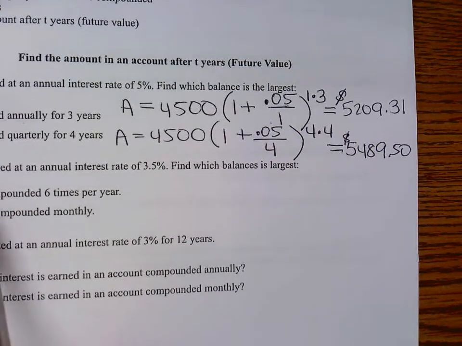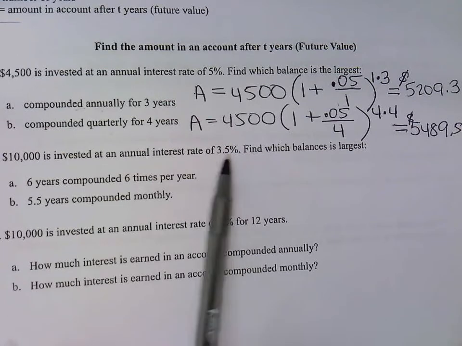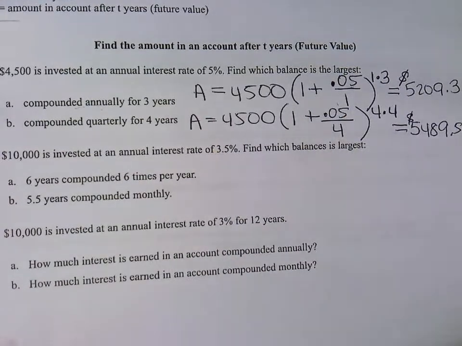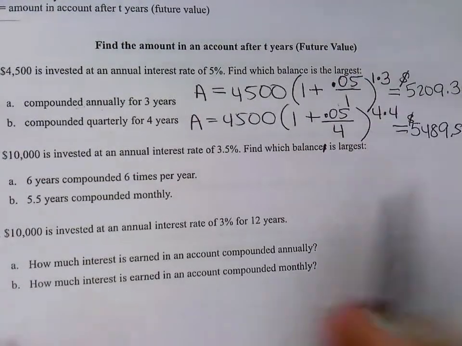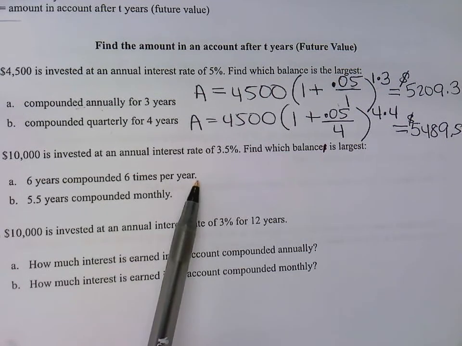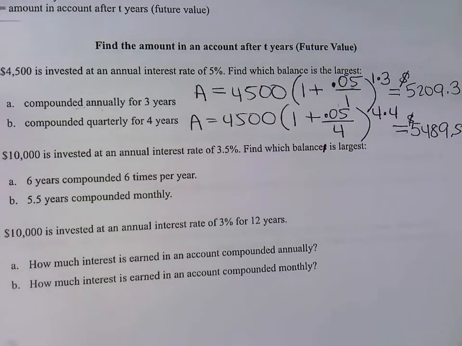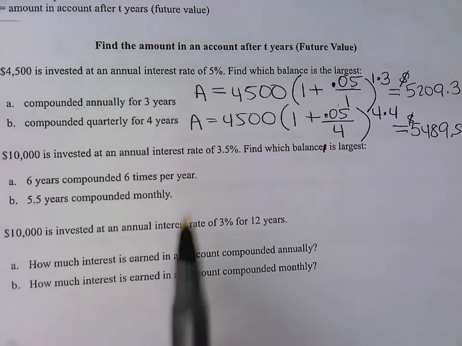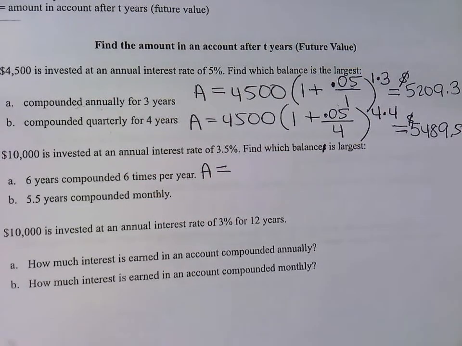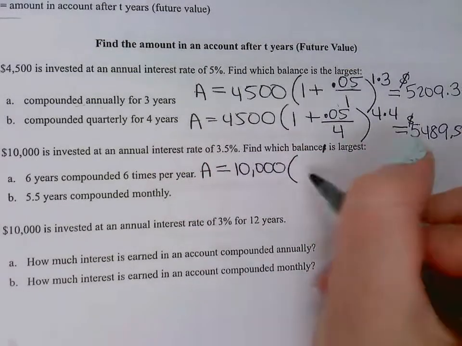All right, so number 2, I have $10,000 to invest. They're going to give me 3.5% annual interest. Find which balance is the largest. Do I want to do 6 years at 6 times per year, or 5.5 years, so fewer years, but compounded more times, compounded monthly? So A stands for the amount in the account. I'm investing $10,000. I get my money back, so that's the 1.